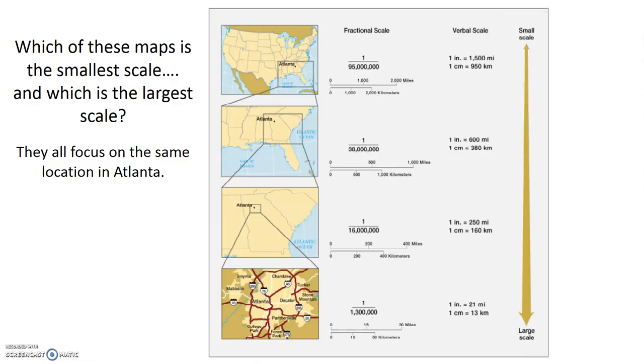Here's the answer. The map at the top here is the smaller scale map, and as you move down through these maps, they become larger and larger scale. You can see this by looking at the representative fraction. This is a smaller number, and the numbers get larger as you move down here to the different maps.